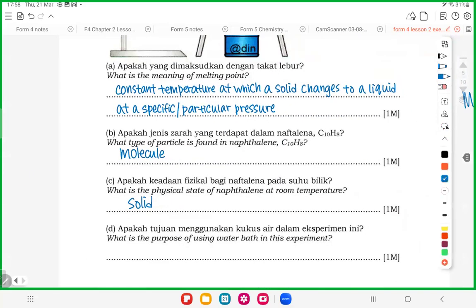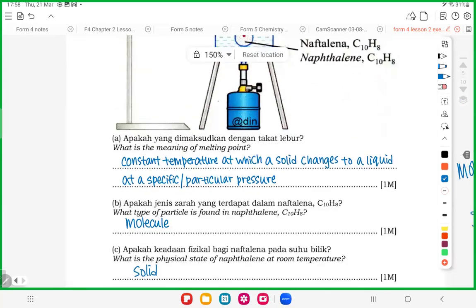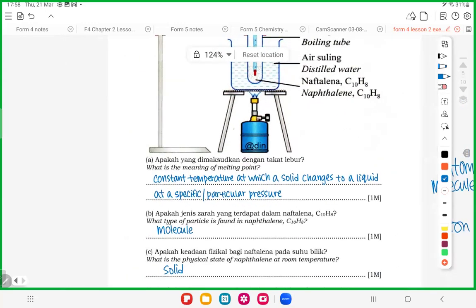What is the purpose of using water bath? You let me know in the chat box, guys. Short answer. Why we use water bath? Short answer. Don't need to give me a full sentence. Short answer in point form. Why we use water bath, everyone? Come on, guys. Let me know in the chat box.